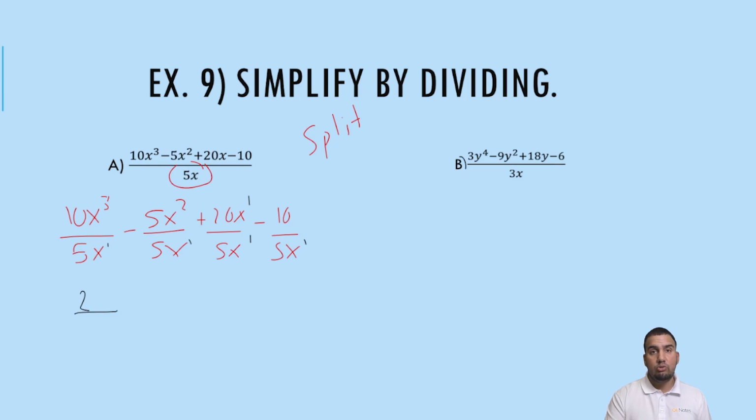We subtract it. What's 3 minus 1? 2. Where is it bigger? On top. So it's going to be 2x squared. Now, I don't need the bottom because I don't have anything on the bottom, so I could erase it.